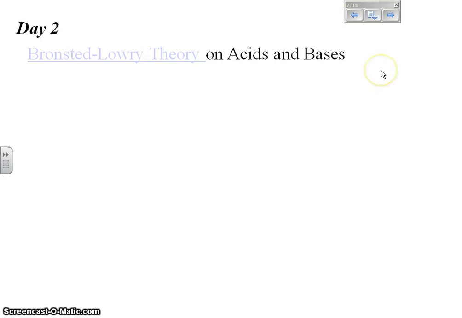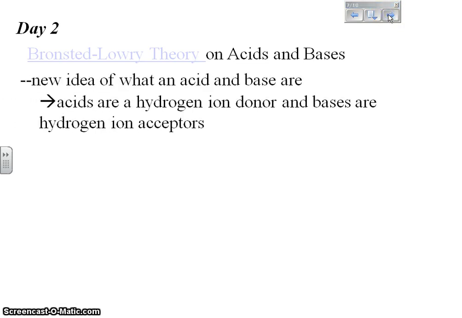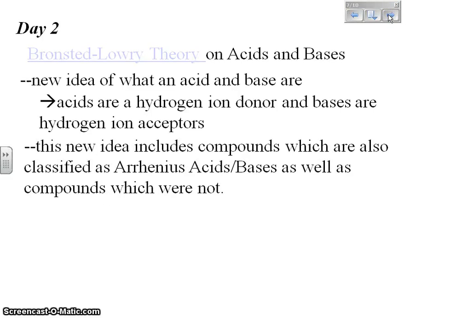Okay, so acids and bases, Bronsted-Lowry. This is a new idea of what an acid and a base are. All right, these ideas will now cover a majority of the substances that are out there, the compounds. Bronsted-Lowry says that acids are hydrogen ion donors and bases are hydrogen ion acceptors. This new idea includes compounds which are also classified as Arrhenius acids and bases, as well as compounds which are not. So they encompass both.